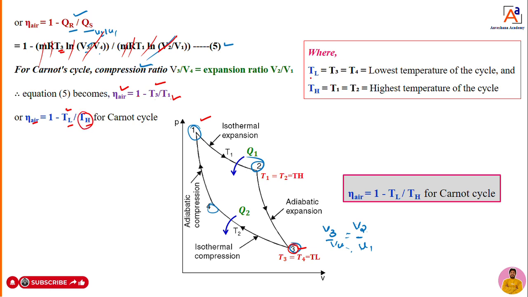So therefore I can write here, where TL is equal to T3 or T4, the lowest temperature, where TH is the highest temperature, that is the constant temperature, T1 is equal to T2. So T1 equal to T2 is TH, and T3 equal to T4 is TL. So therefore the final equation I can write: the efficiency of a Carnot cycle, some authors write it like this, some authors take eta C is equal to 1 minus lowest temperature divided by highest temperature. This is the efficiency of a Carnot engine. Okay, so I hope you understood the derivation and what is Carnot efficiency.